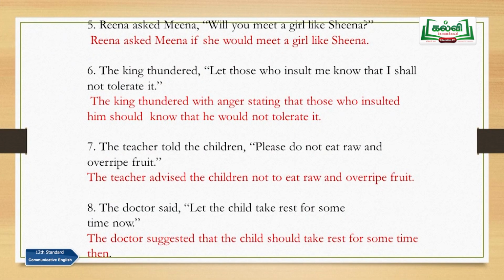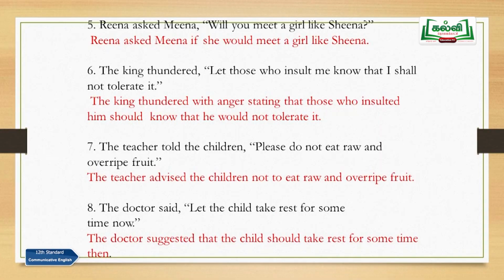Look at the next sentence. The teacher told the children, please do not eat raw and overripe fruit. So here it's like an advice given by the teacher. The teacher advised the children. Now whenever you have do not, you change it to not to. The teacher advised the children not to eat raw and overripe fruit. So either raw fruits or overripe fruit.